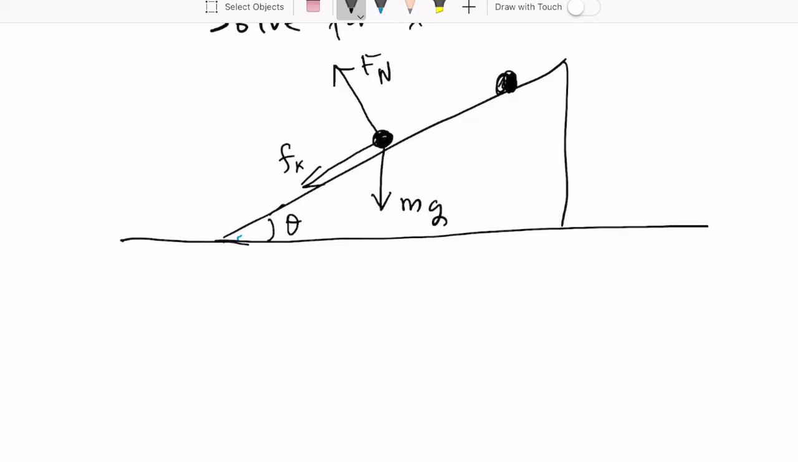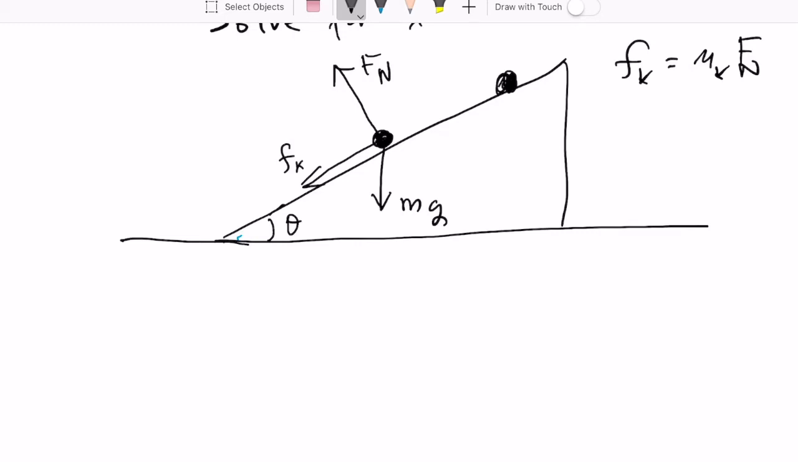Okay. So we can do one more thing here. We can figure out what the friction, what this Fk is. So what is the formula for kinetic friction? The formula for kinetic friction is mu k multiplied by the normal force, right? Let's see if we can make a little more progress here and get rid of the normal force.